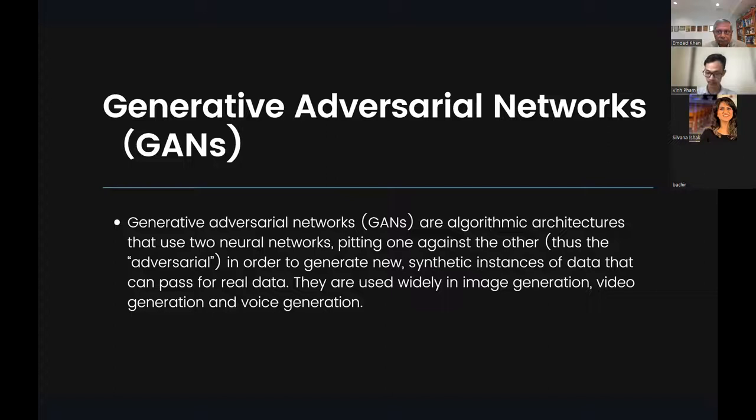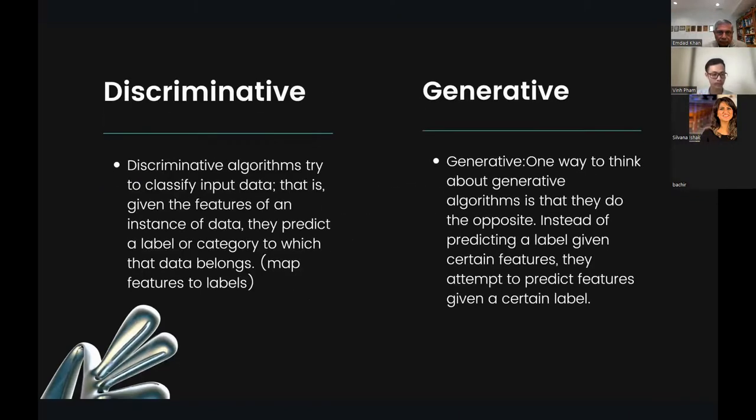So generative adversarial networks, known as GANs, basically have two neural networks, and they are playing a fight against each other. One is generating new data, and the other checks or predicts whether the data is real or fake. GANs are also widely used in image generation, video generation, and also voice generation. Okay, next slide, please. Thank you.